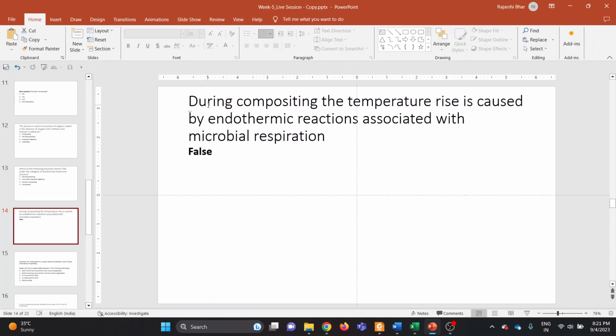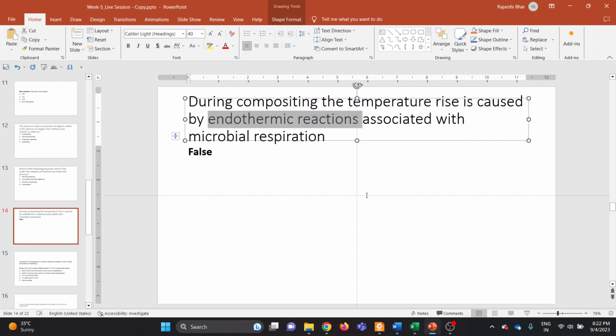Next is a true and false, wherein the statement was, during composting, the temperature rise is caused by endothermic reactions associated with microbial respiration. Here, instead of endothermic, there should be exothermic, that is the correct term. That is why the original statement is false. Because in endothermic reactions, you need to add or supply heat or energy to the system, while in exothermic reactions, heat is generated as a product during or after the reaction.